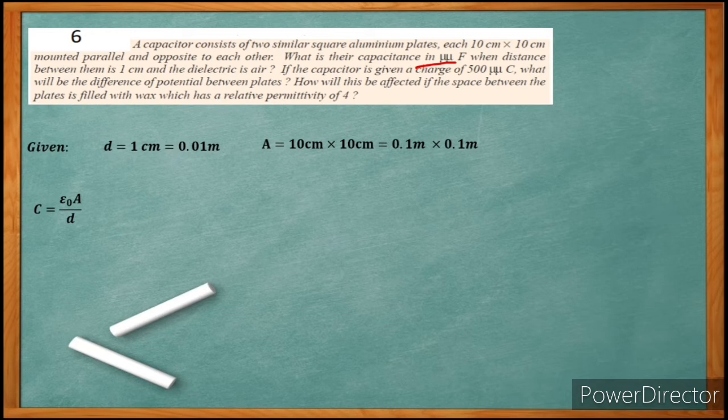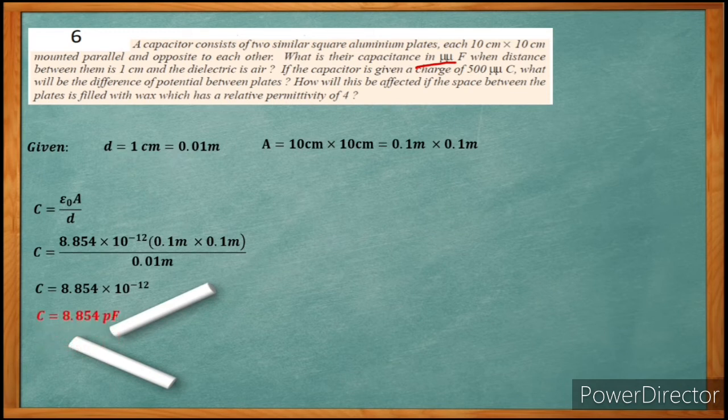So plug the given values into the formula. By the way, for the value of our absolute permittivity, we have 8.854 times 10 raised to -12, multiplied by the value of our area, which is 0.1 meter by 0.1 meter, and divided by the value of the distance, which is 0.01 meter. And for our capacitance, when the distance between them is 1 centimeter, it is 8.854 times 10 raised to -12, or 8.854 picofarad.